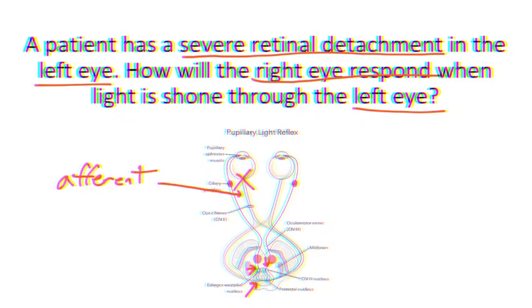So going back to our question, what will happen to the right eye when light is shown through the left eye? The answer is nothing, because neither pupil received the stimulus to constrict. If we extended the question a bit further, we could ask what would happen to the left eye if light was shown through the right eye.